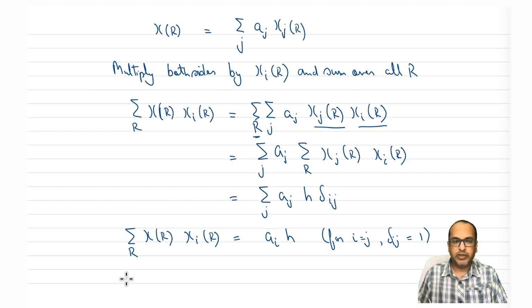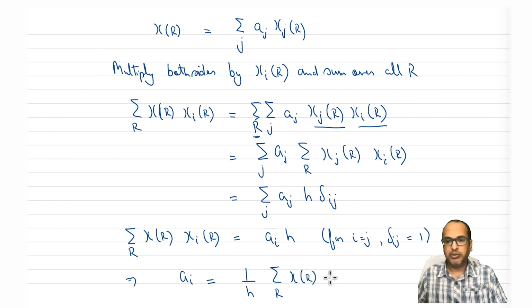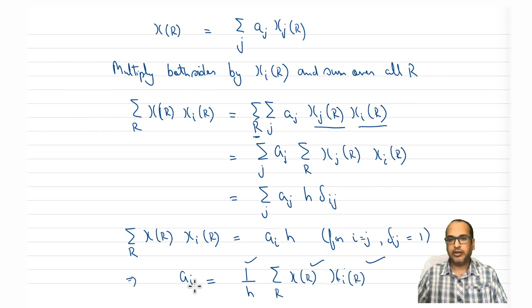Now this problem is very simplified. Here we wanted to know how to get A, and we have got it. So AI is 1 over h times the summation over all R of the character under the reducible representation times the character under the irreducible representation, right? So we know this, we know this, we know the order of the group, so we can calculate AI, right?